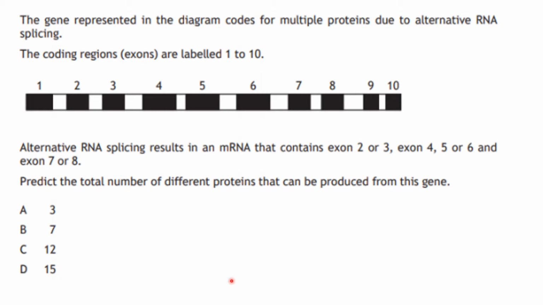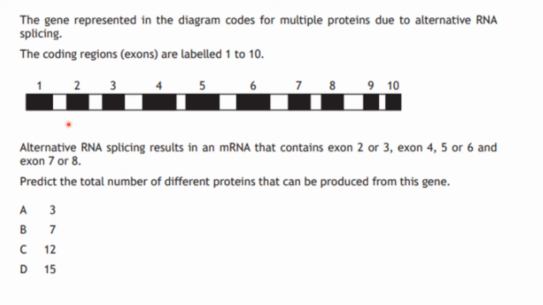So it tells us the gene represented in this diagram below codes for multiple proteins due to alternative RNA splicing. You've got your coding regions shown in black here, that the numbers are above. So they're labelled from 1 to 10, and the white bits in between, those would be the non-coding regions. So it tells us below that alternative RNA splicing results in a mRNA that contains exon 2 or 3. It also contains exon 4, 5 or 6, and it also contains exon 7 or exon 8.